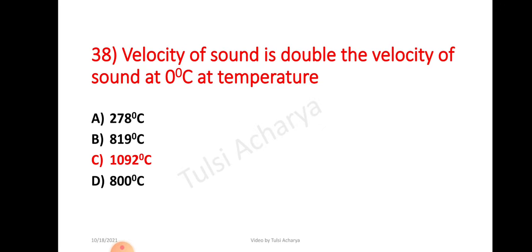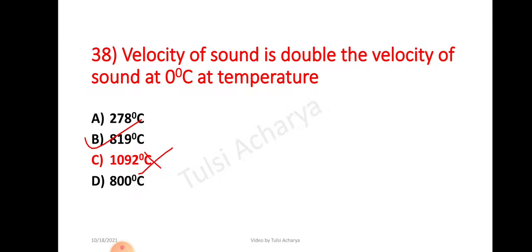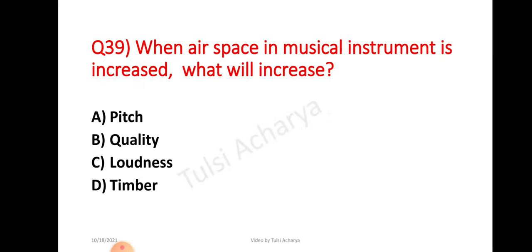That is option choice, sorry, this C is wrong one. Answer is option choice B. In Kelvin, option choice C is correct, but in degree centigrade, 819 degree centigrade is the correct answer. Now let's move to question number 39.